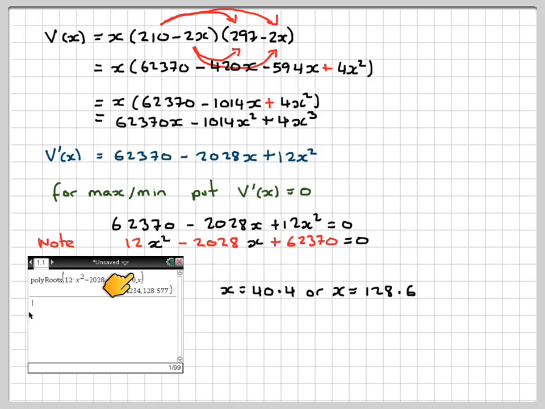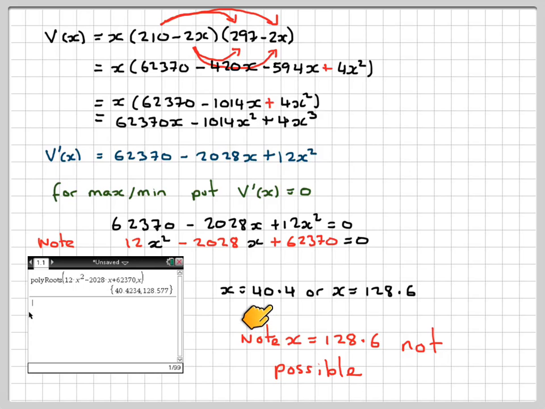So before you could do it, it must be written this way round on the calculator. So you're entering 12, minus 2028, plus 62,370 as the coefficients of the quadratic. You should know how to do that by now. Note that 128.6 is not possible because the width of the original piece of paper was 210. So 2 lots of that will actually take it outside the width. Therefore, this was not possible.